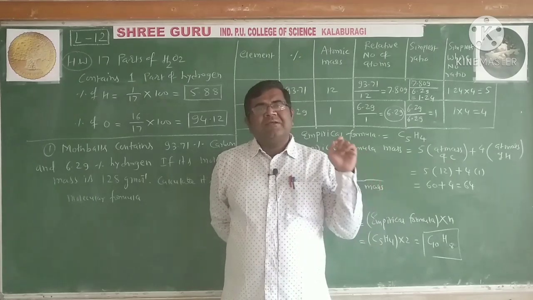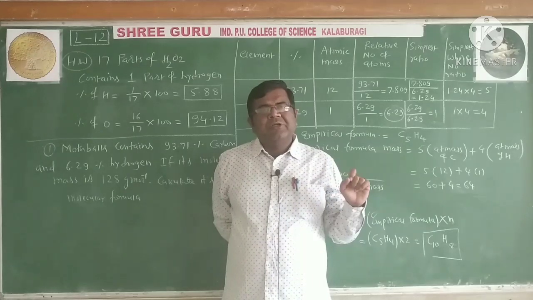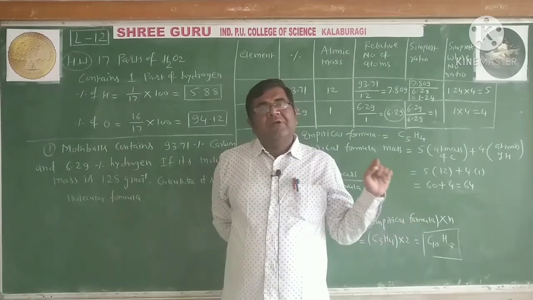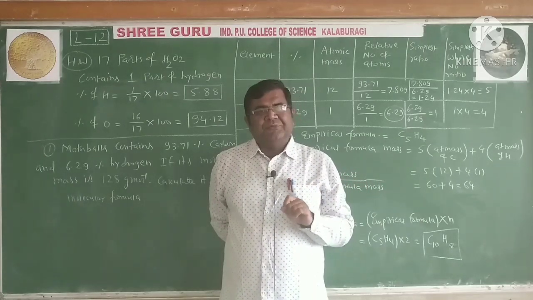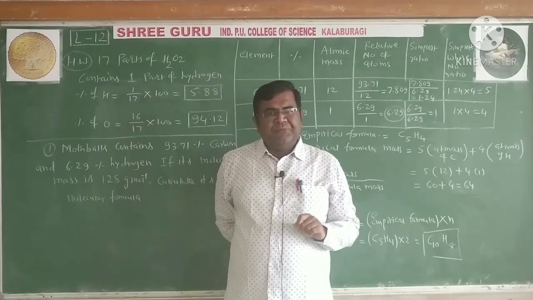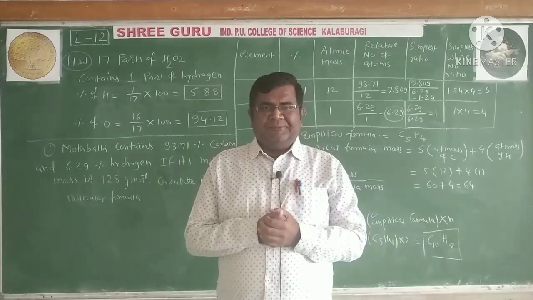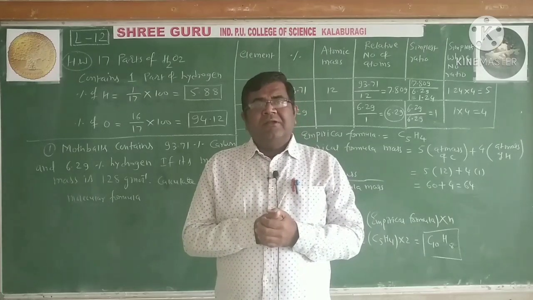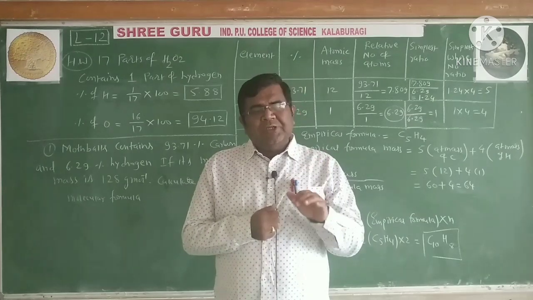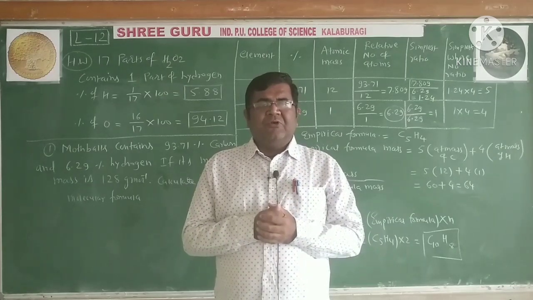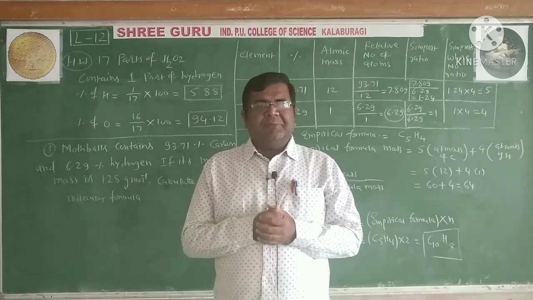Empirical formula is the simplest formula which gives the relative number of atoms of different elements present in a molecule of a compound, and the molecular formula is the true formula which gives the actual number of atoms of different elements present in a molecule of a compound.